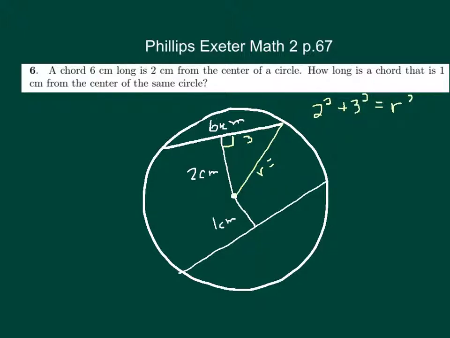Now I'm not going to use a calculator here. We want to leave it in radical form. So everybody should get that we have r equals root 13. You okay with that? We have 3 squared is 9, 2 squared is 4, 9 plus 4 is 13. So we have r equals root 13.